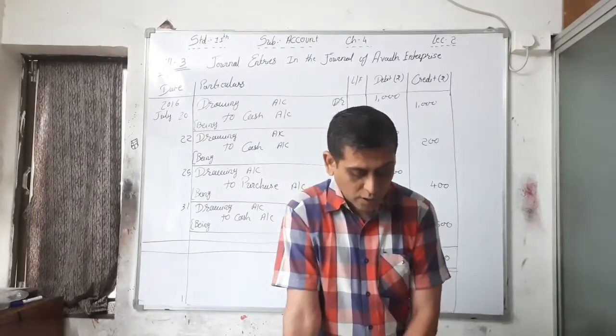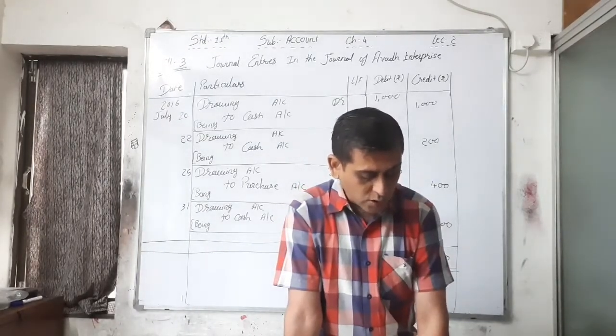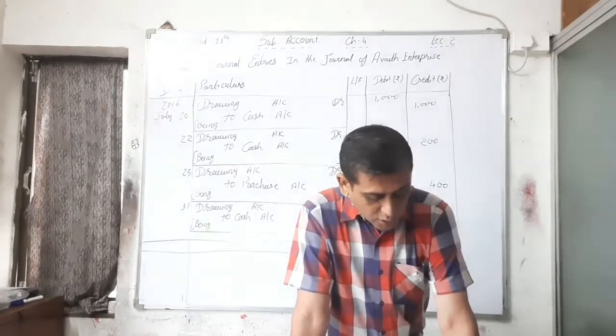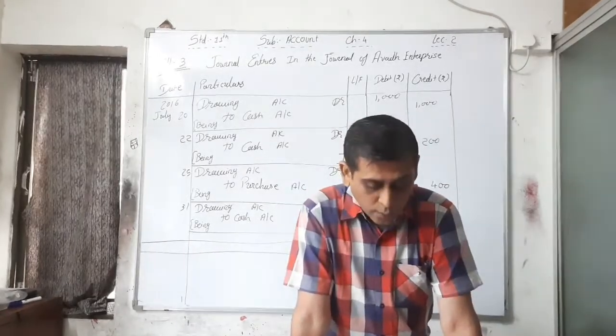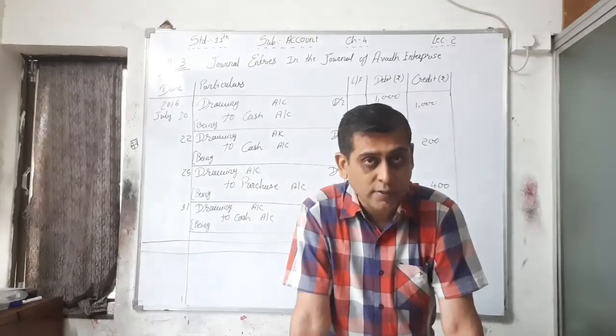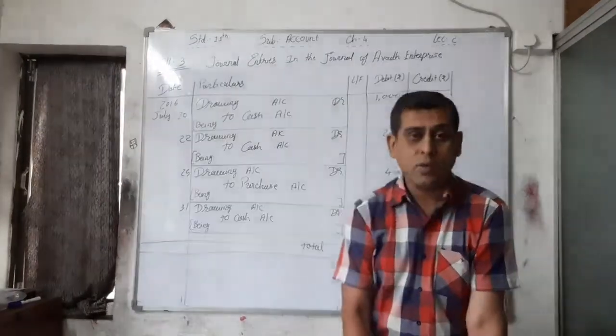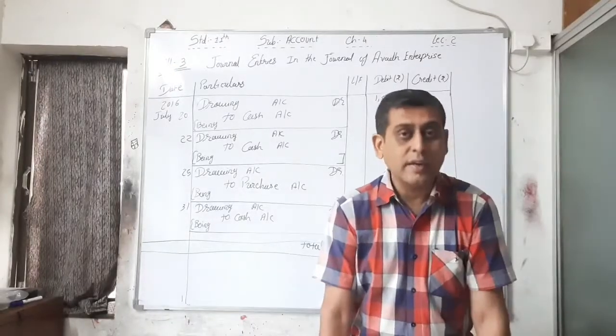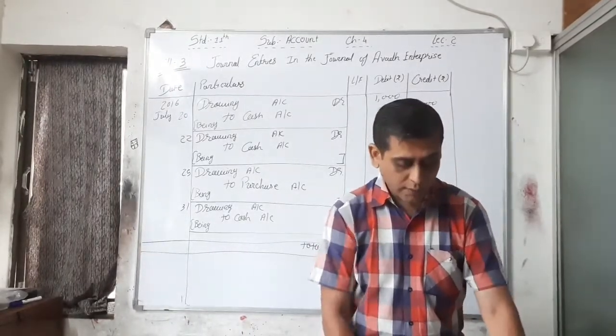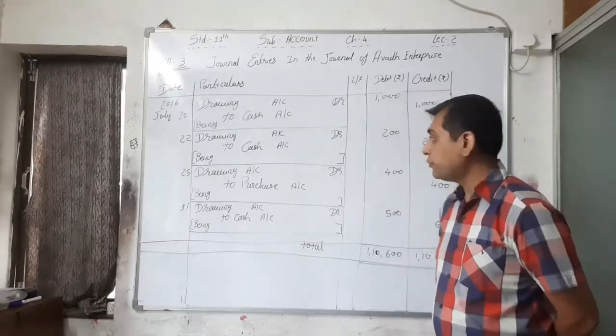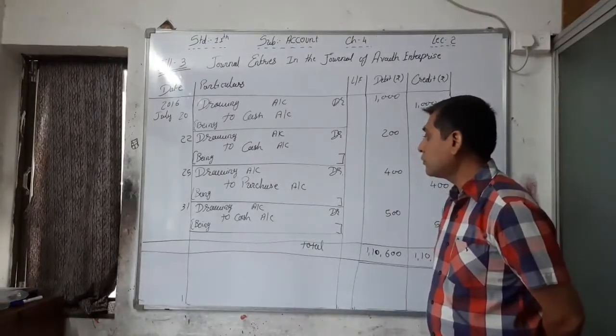First of all, I am giving you 2 to 3 minutes. Read illustration number 4 first and draw the journal entry of Gokul Traders. Okay, and write down these. Please write down these, and then we will discuss our next illustration.